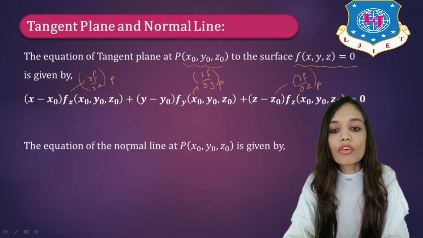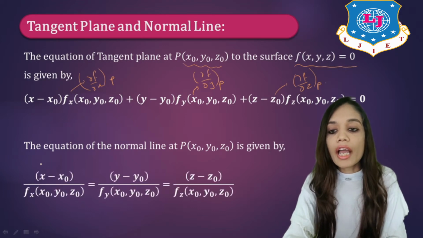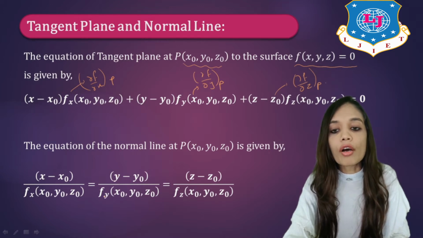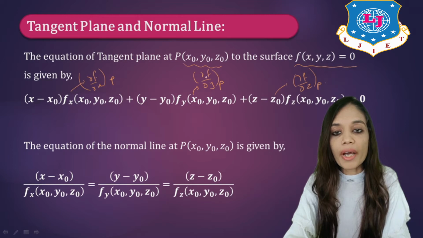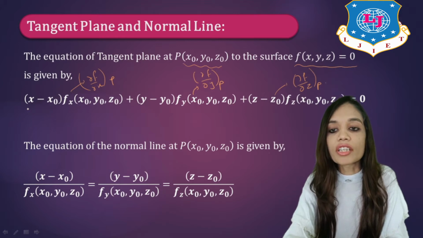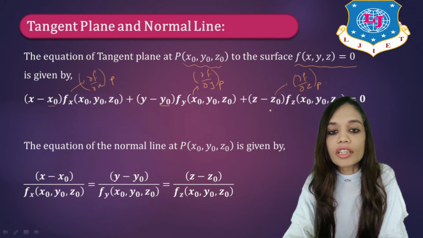Now the equation of the normal line at P of x0, y0, z0 is given by x minus x0 upon fx at x0, y0, z0 is equal to y minus y0 upon fy at x0, y0, z0 equals z minus z0 upon fz at x0, y0, z0. So in this type of sums, what we have to do is firstly find these partial derivatives, then put the point P and put all the values of the partial derivatives and the point P in our given equations of tangent plane and normal line.